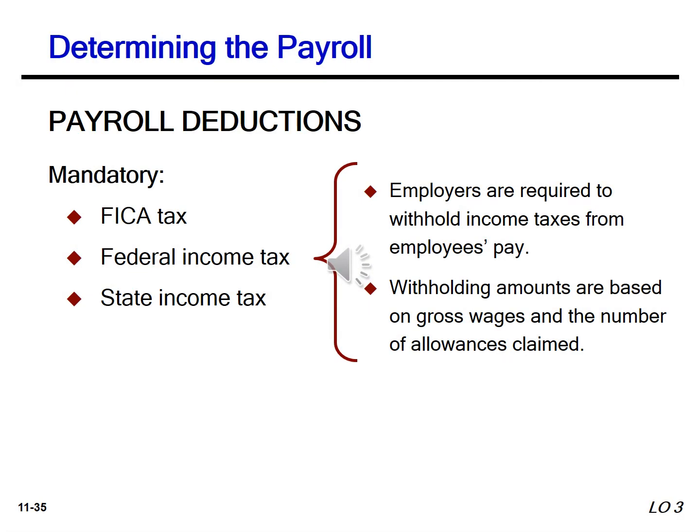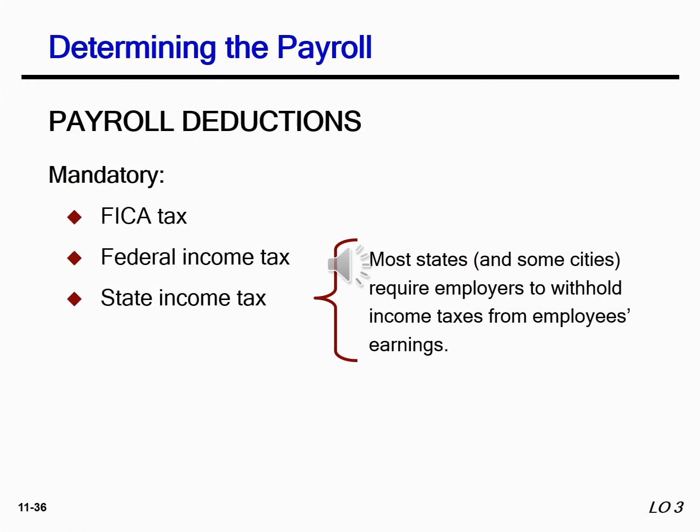For the federal income tax, employers are required to withhold income taxes from employees' pay. Withholding amounts are based on the gross wages and the number of allowances claimed by the employee. Finally, the state income tax is unique to each state and depends on the legislation within that state. But most states and some cities require employers to withhold income taxes from employees' earnings directly.